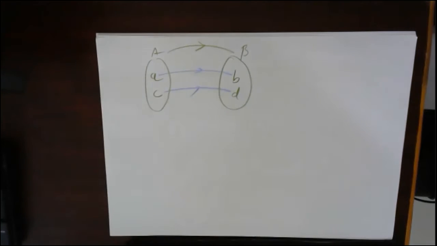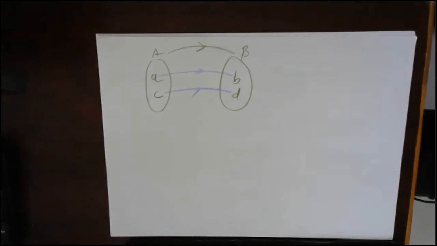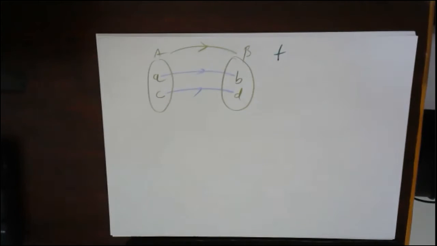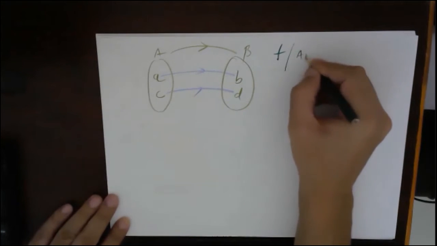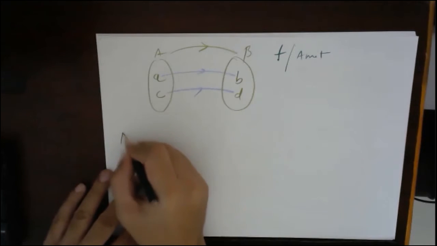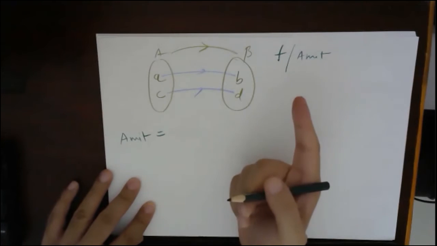Very simple relation I'm showing, that A is linked to B and C is linked to D. Relation is from A to B. And the name of the relation I've given is F. Suppose the name of the relation is F. Anything you can keep, you can write your name also. I can write Amit also, if the name of the relation is Amit. Let's take it as an example. So the Amit relation contains what elements?